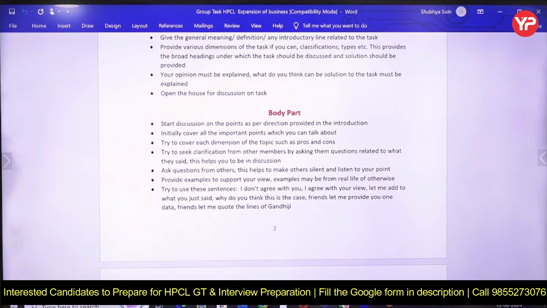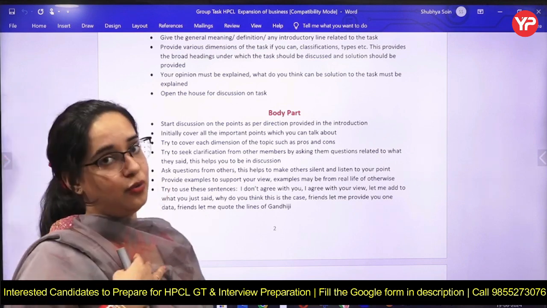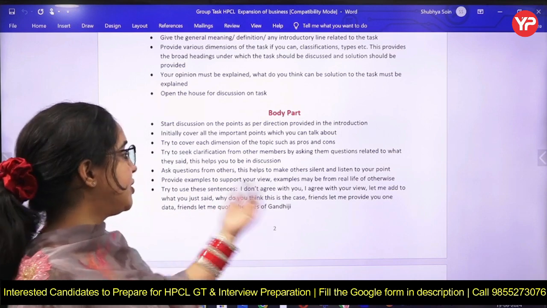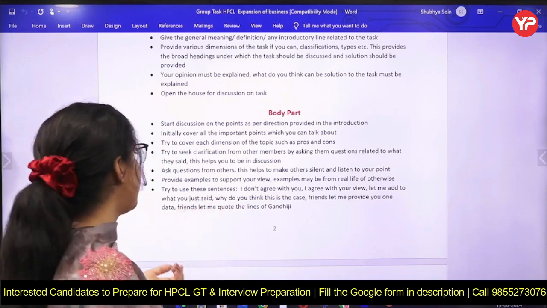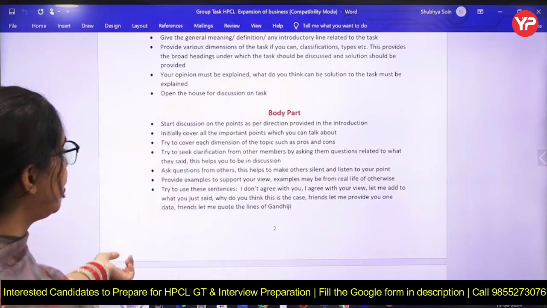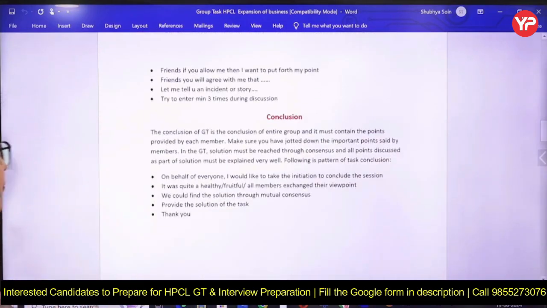Provide examples, some real life situations, and use sentences like, I don't agree with you, I agree with your opinion, let me add to what you just said, why do you think this is the case? Friends, let me provide you with one data. Friends, let me quote the lines of Gandhi. So that's the way it goes on related to the body part, and then it is like, friends, if you allow me, I want to put my point forth. Friends, you will agree with me that, let me tell you an incident or story.